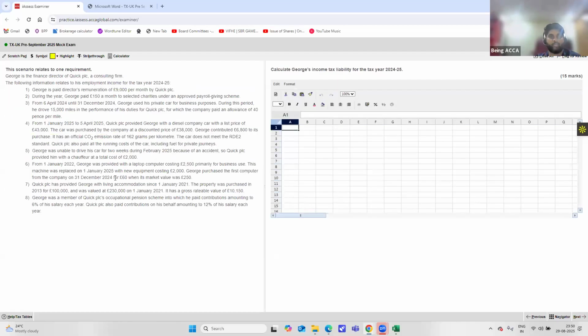This is again the most straightforward question you can ever get. Calculate Gregor's income tax liability for the tax year. Gregor is a finance director. So first, remuneration, you should be taking it. George paid 150 a month to selected charities under a payroll scheme. Is it a deductible expense? Yes, no? Yes, it should be deductible.